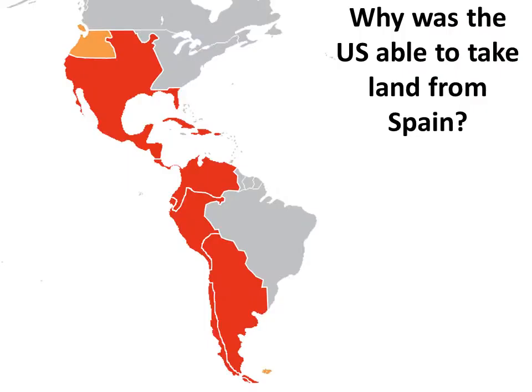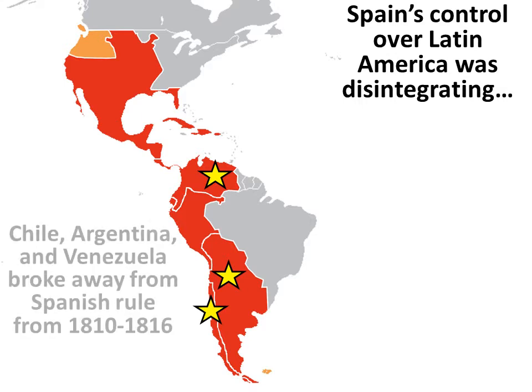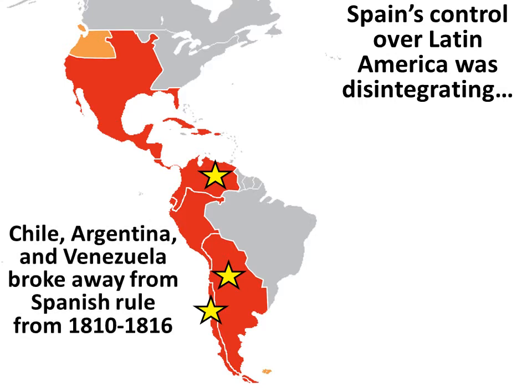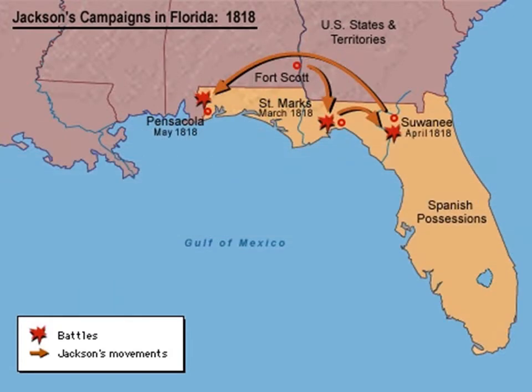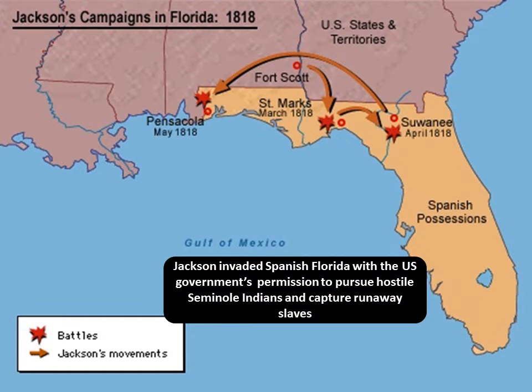One reason the U.S. was comfortable so boldly taking land in Florida was because the Spanish government's control over their colonies in Latin America was disintegrating. Chile, Venezuela, and Argentina had broken away from Spanish rule between 1810 and 1816, and that had drawn Spanish troops away from Florida towards other places in Latin America to put down those rebellions. So when Florida was weak and susceptible, Andrew Jackson, a military general, received permission to invade Florida to capture allegedly hostile Indians and runaway slaves.